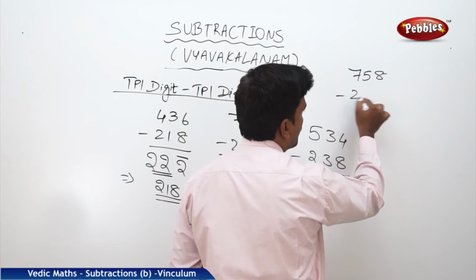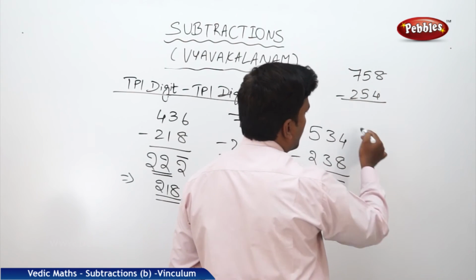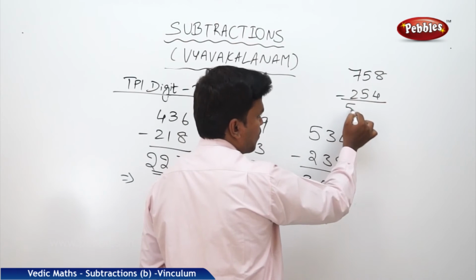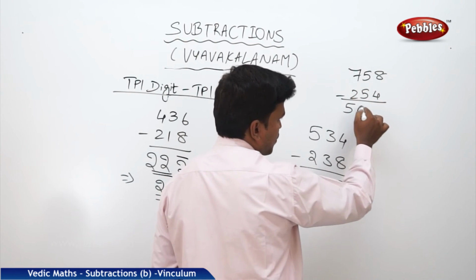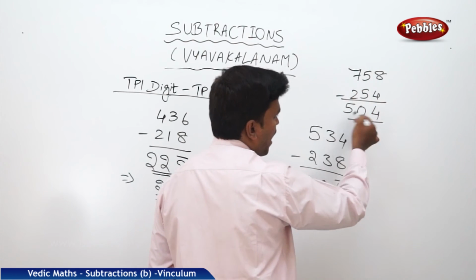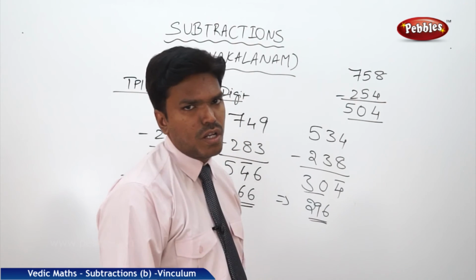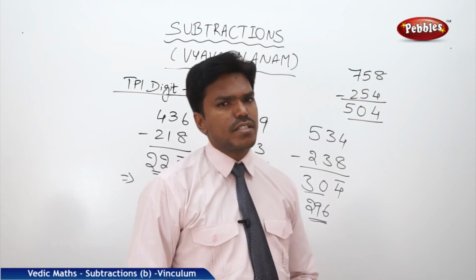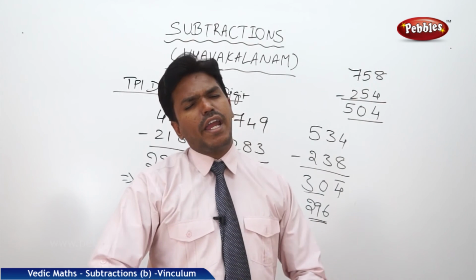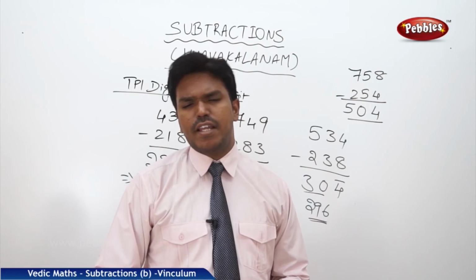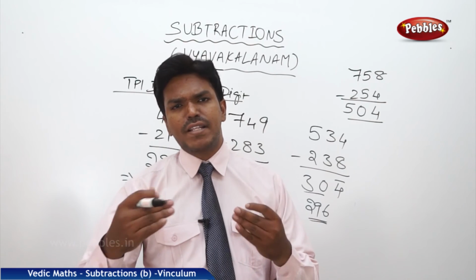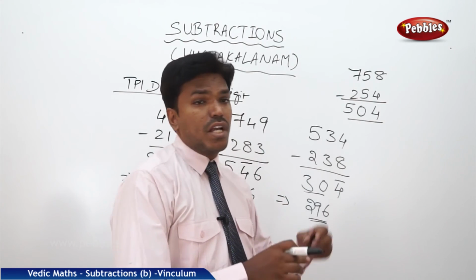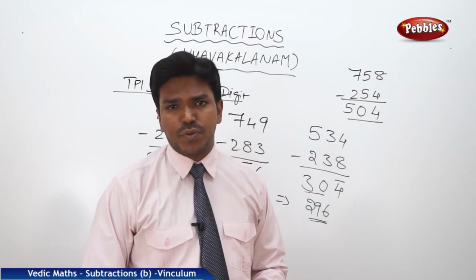758 minus 254. So 7 minus 2, 5 will be 5. 5 minus 5, 0. 8 minus 4, 4. Directly we got the answer, 504. So like this we can do triple minus triple. Next we will see any number minus any number, or any digit number minus any digit number. Even 10 digits or 20 digits doesn't matter to us.